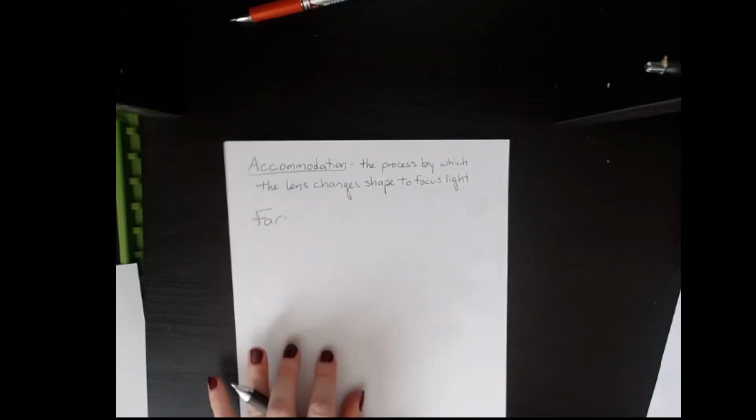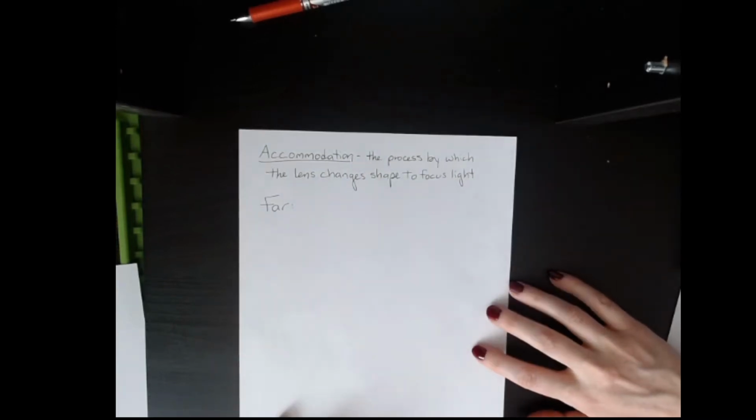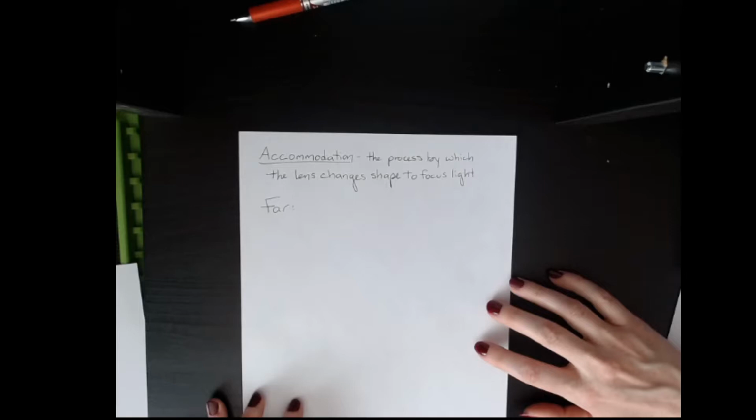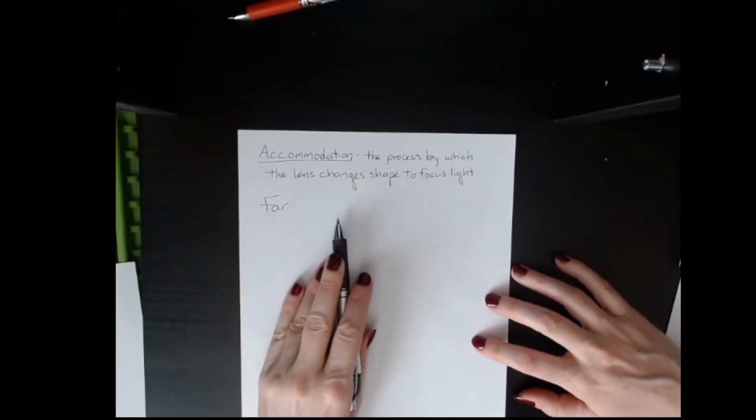All right, so this is an accompaniment to the eye structure. If you have seen that video or if you already feel like you know the structure and you just want to know about accommodation, you can watch this. So, accommodation, I've already written the definition here. It's the process by which the lens changes shape to focus light.